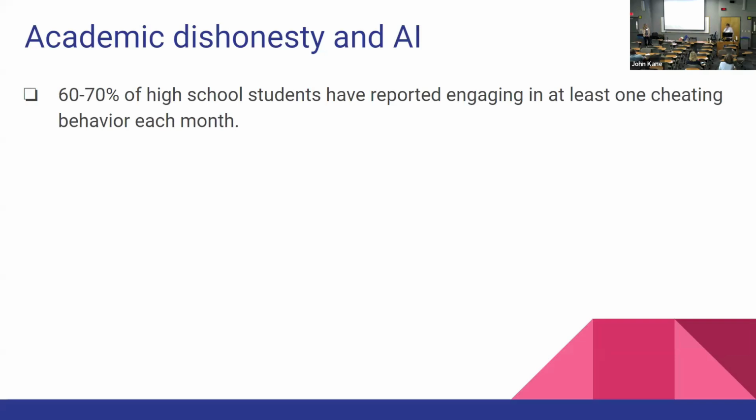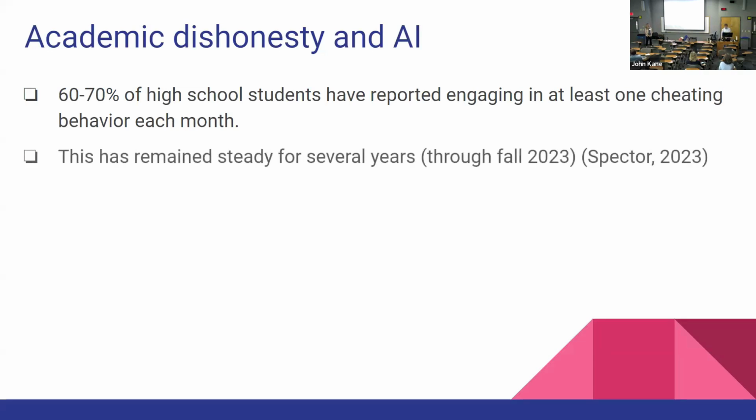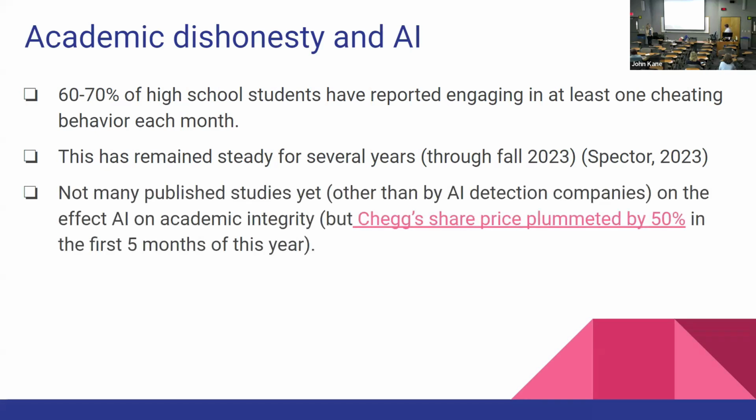In general, there was a survey last fall, I think it was October and November, that 60 to 70% of high school students have engaged in at least one cheating behavior each month. But the interesting thing is that had been true since about 2020 or so. There was a bit of an upswing in the amount of academic integrity violations back during the pandemic, but it hasn't gotten worse with AI. What seems to have happened is that the amount of academic integrity issue has switched a bit.